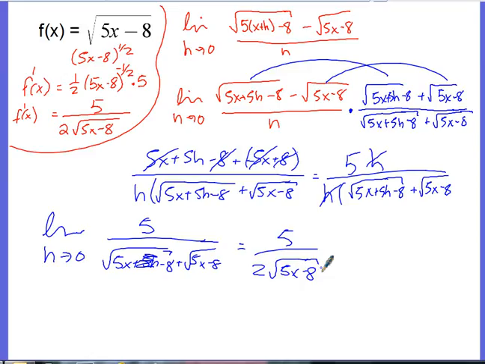So, if I plug in 0, this goes away. So then I'm just left with the square root of 5x minus 8 plus another square root of 5x minus 8, and since they're the same thing, I can combine like terms into 2 square root of 5x minus 8. Okay? So, algebra, algebra, algebra. Get used to it.